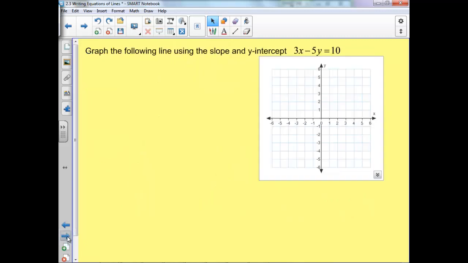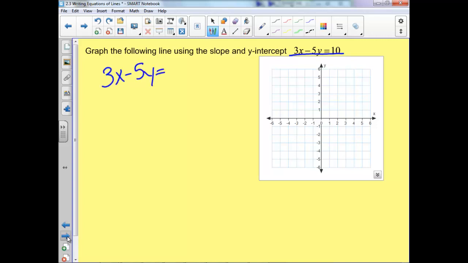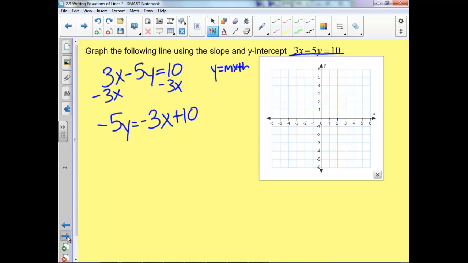So now we're going to actually use this to graph a line. So starting with our equation, we have to first get this into slope-intercept form. So once again, that means we have to get our y by itself. So let's subtract over our 3x. And I'm going to write this 3x first, because if you remember, we need it to be y equals mx plus b, so that x should be first. We still need y by itself, so we'll divide everything by negative 5.